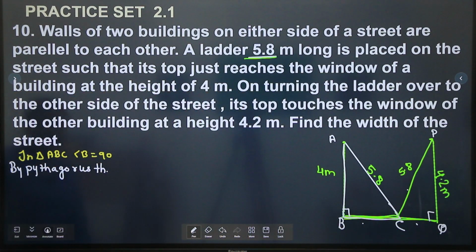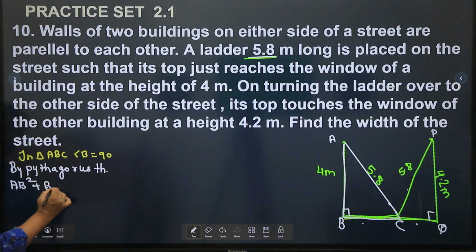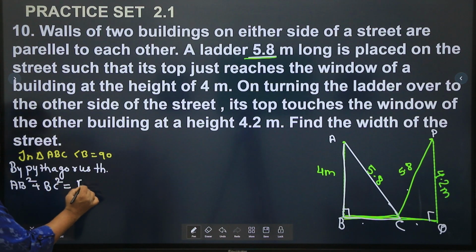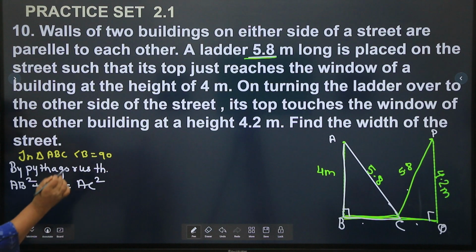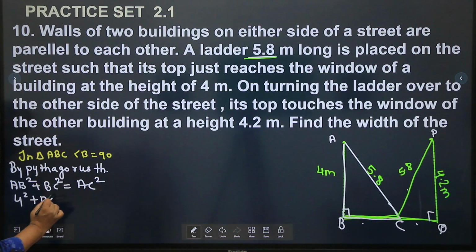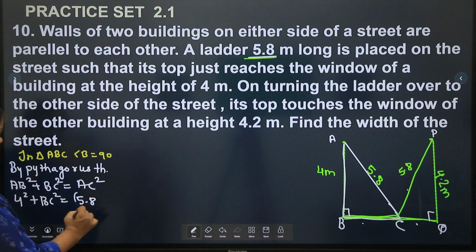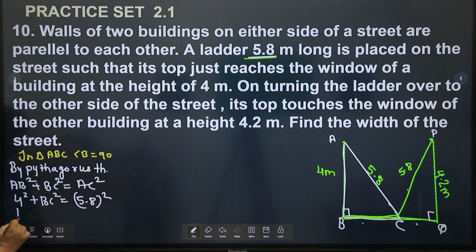In triangle ABC, by Pythagoras theorem, AB square plus BC square is equal to AC square. Now AB is how much? 4 square. We want to find out BC square, which is equal to AC. AC is 5.8 square. Now 16 plus BC square is equal to 5.8 multiplied by 5.8, 2 times.